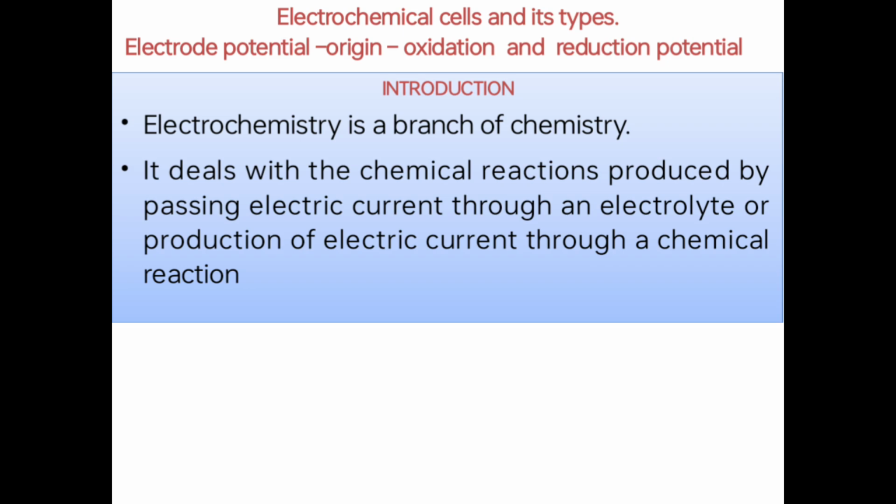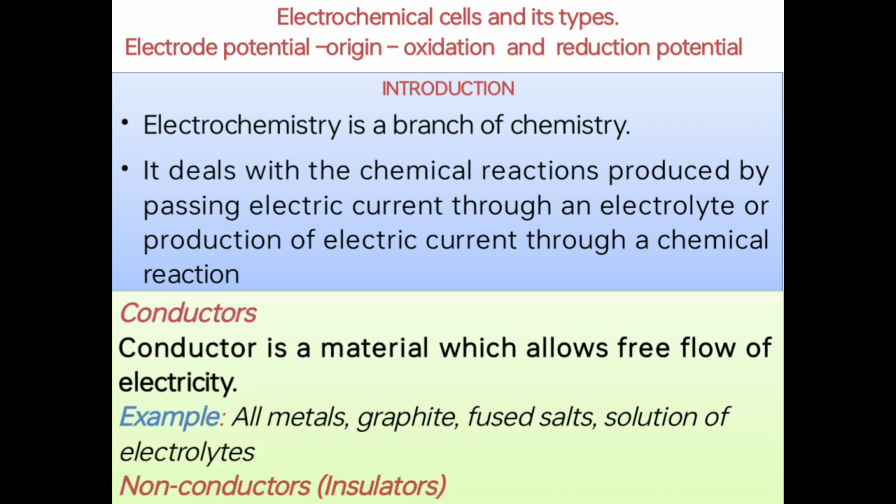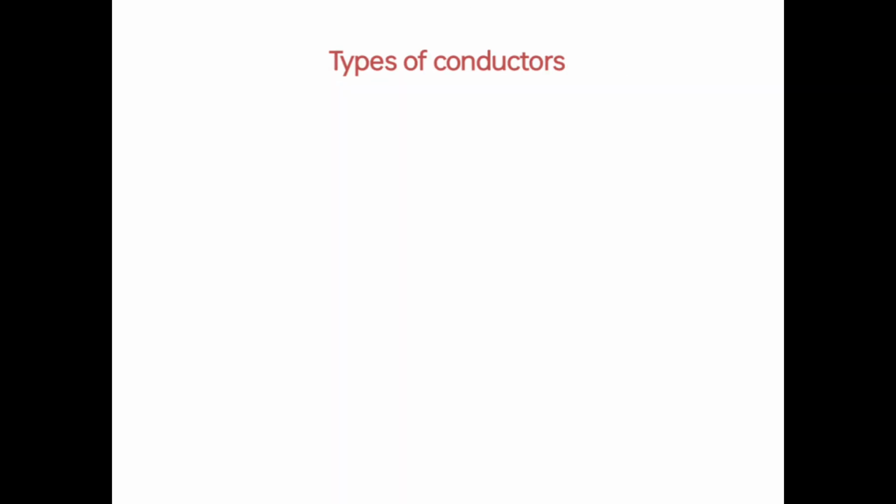It deals with the chemical reaction produced by passing electric current through an electrolyte, or the production of electric current through a chemical reaction. Conductors. A conductor is a material which allows free flow of electricity. Examples: all metals, graphite, fused salt, solutions of electrolytes. Non-conductors, another name for insulators.